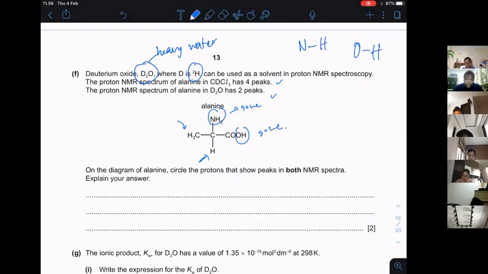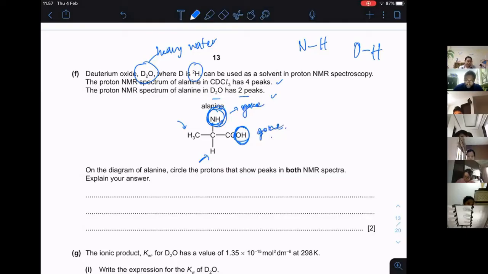So the proton NMR spectrum of alanine in CDCl3, which is the normal one, has 4 peaks. The proton NMR spectrum of alanine in D2O has 2 peaks. So 2 peaks are disappearing. So in this case, on the diagram of alanine, circle the proton that shows peaks in both NMR spectra. So it means that the one that is gone will be this one attached to nitrogen, attached to the OH. So this one will be gone. So I just put gone.